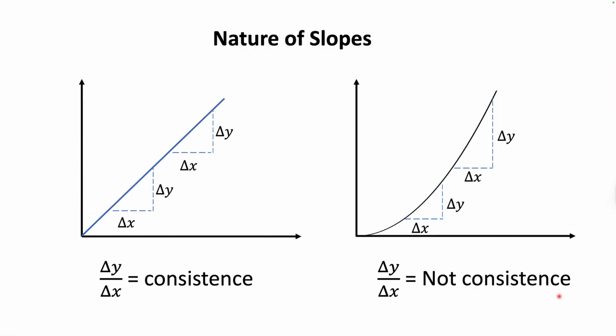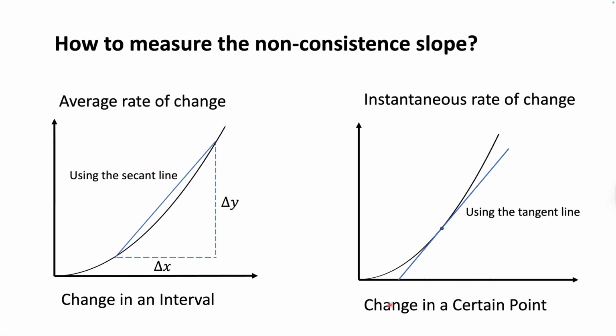How can we measure the non-consistent slope? There are 2 methods. One is the average rate of change, and another is the instantaneous rate of change. The average rate of change can be measured by the secant line. The secant line passes through 2 points in a given interval. After connecting the 2 points on the curve, we can measure the slope. This average rate of change shows the slope of the curve, but they have different meanings.